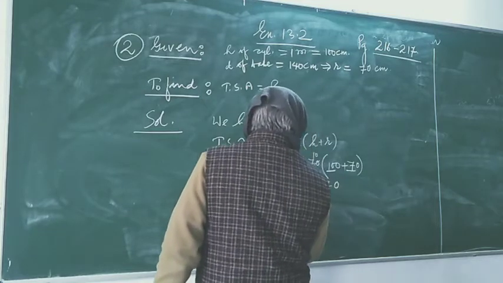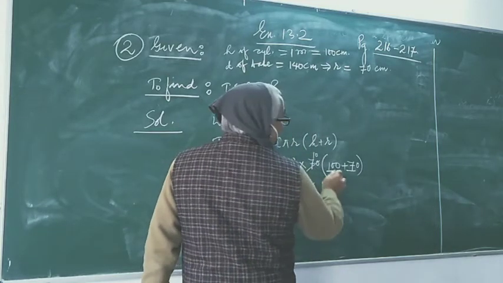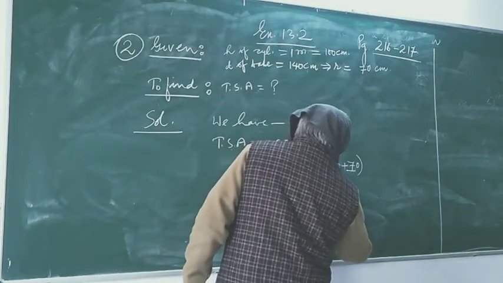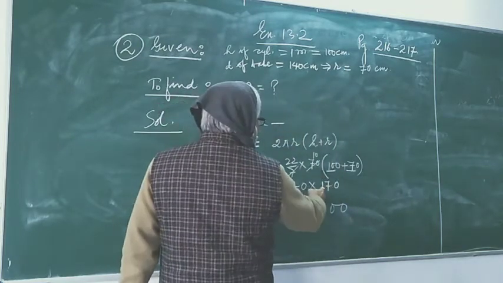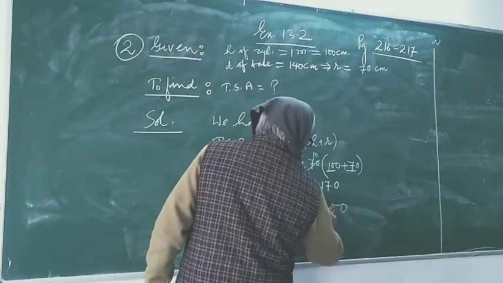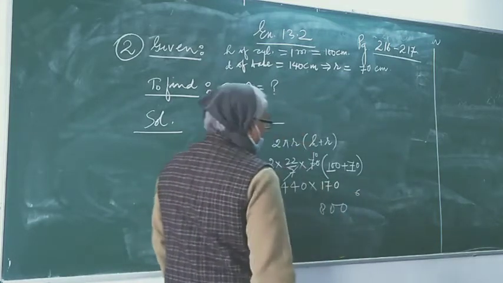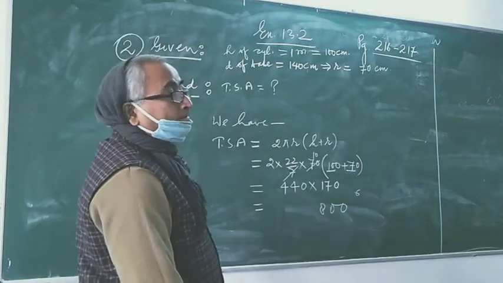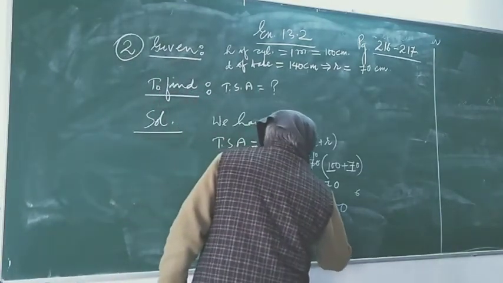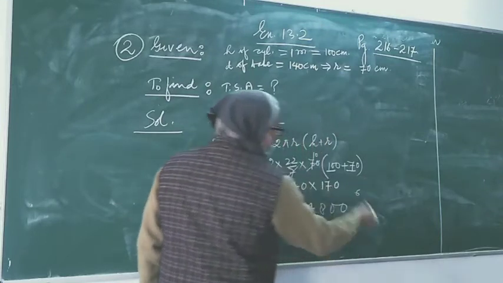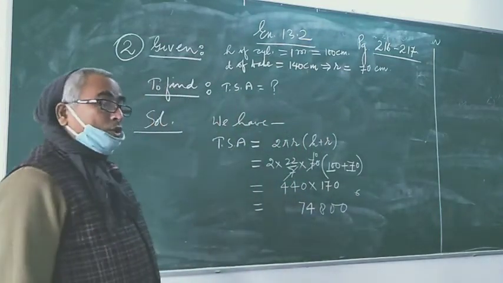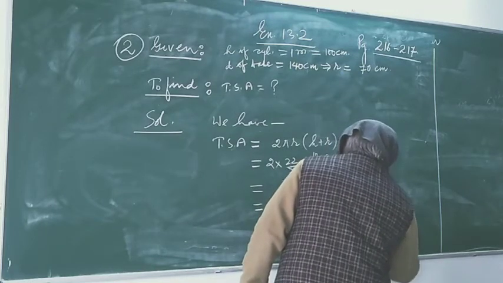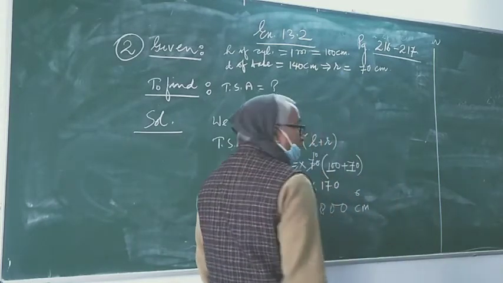That is 170. Now 170 times 440: 17 times 44 is 748, and how many 0s will be there? Two 0s in the result. Now 17 fours are 68, 6 is carry. Again 17 fours are 68, plus 6, that makes 74. So 74800. And what unit will be there? Square centimeter, meaning centimeter square, which can be noted down as centimeter into centimeter.